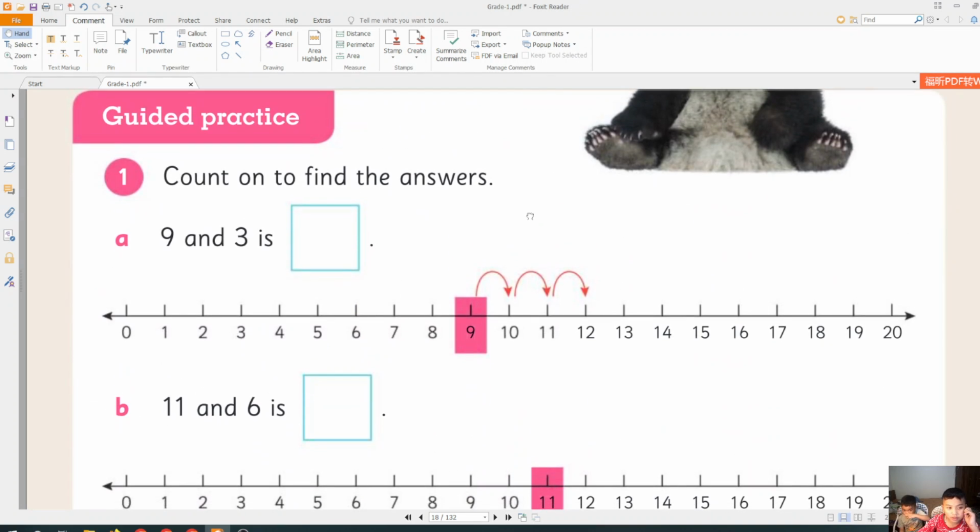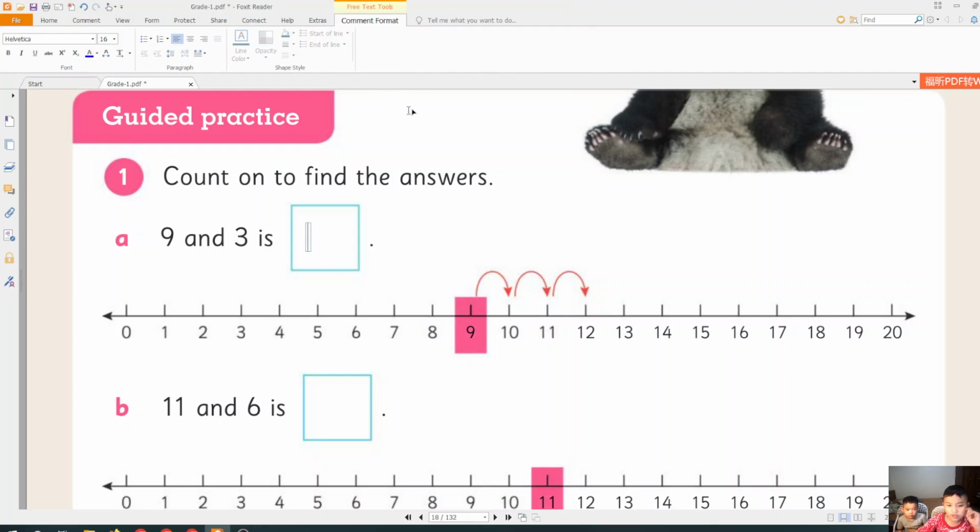We will do the first exercise, count on to find answers in Guided Practice. Let's do it. It's so easy. We have to count. 9 plus 3 equals. Let's count. 9, 10, 11, 12. 1, 2, 3. Oh, sorry. And our answer is 12. Here, this is our answer.